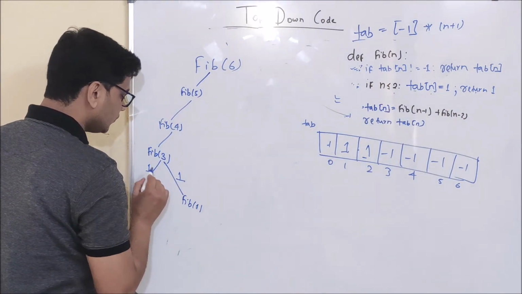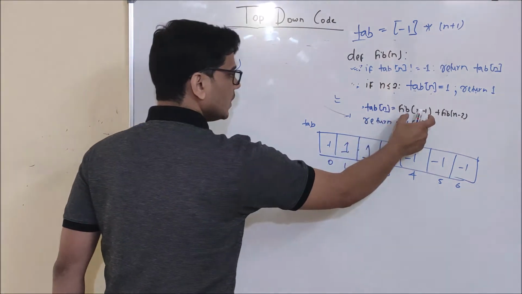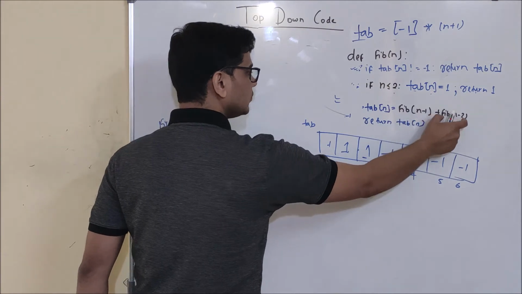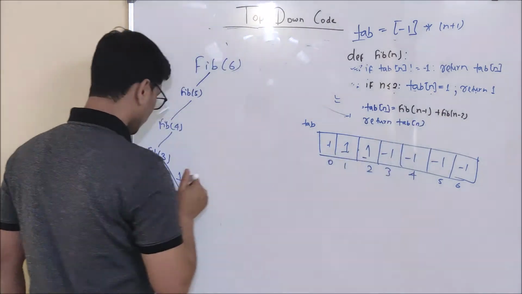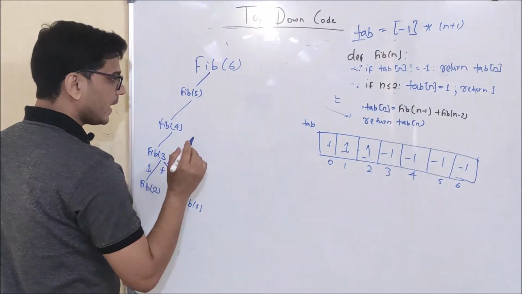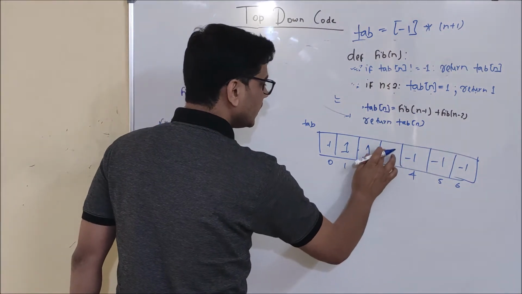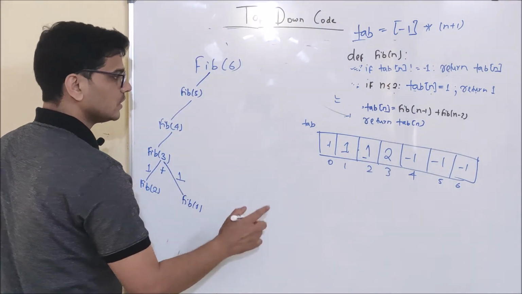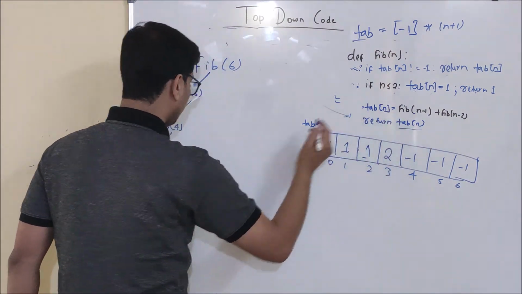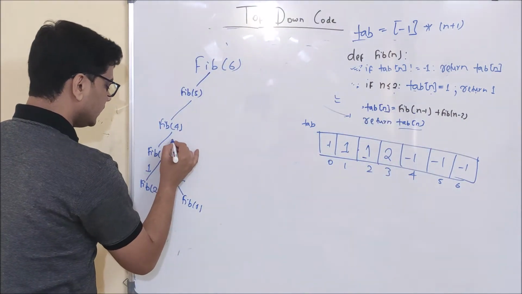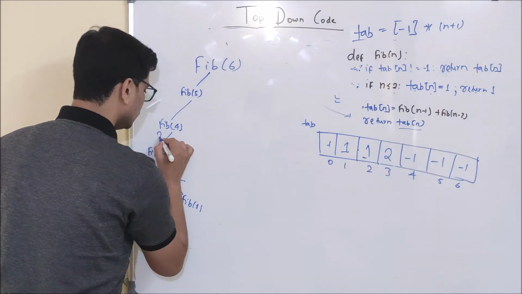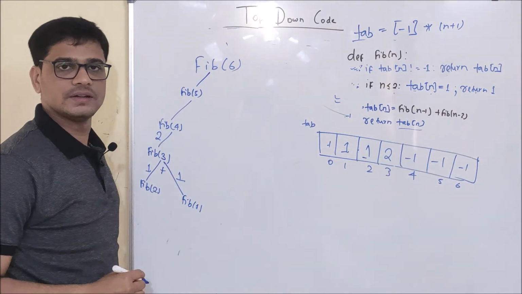Then what will fib of 3 do? See, fib of 3 has the answer for fib of 2 as well as fib of 1. So it will sum it up, and in tab of 3, it will update 1 plus 1, that is 2, and in the next line it will return tab of 3, which is 2, to fib of 4. Got it?